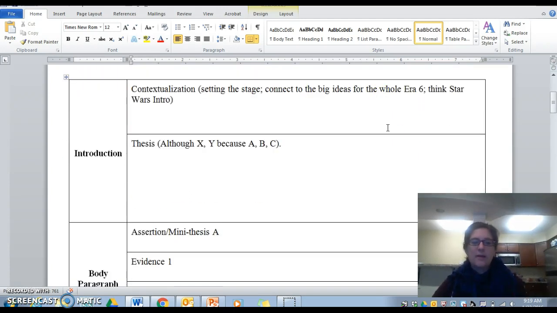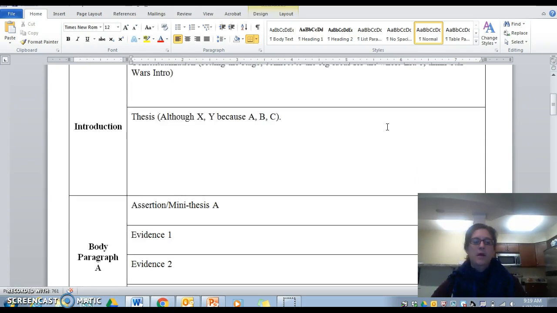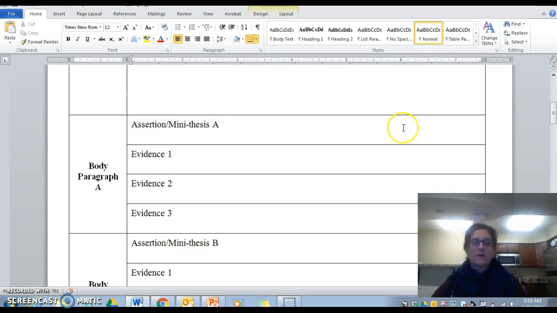Parts, you can either type this up or write it out, whatever you want. Introduction, you need to have before your thesis, your contextualization. These are the big ideas for the whole era. Think about the prologue to Star Wars to help you get started. You need your thesis statement. I gave you a reminder of what that looks like. And then you have your body paragraphs.